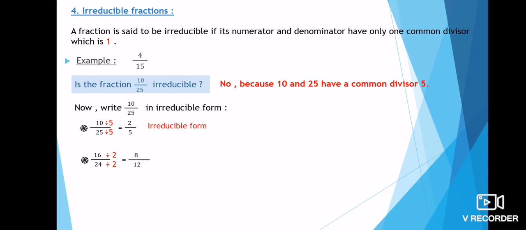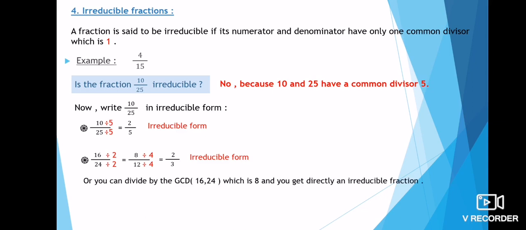Is 8 over 12 irreducible form? Also no, because at least I can find a common divisor between 8 and 12. I can find 2. Also, 4 is another common divisor between 8 and 12. So let's divide up and down by 4. I will get 2 over 3. Is 2 over 3 irreducible? Yes, because 2 and 3 have no common divisor other than 1.